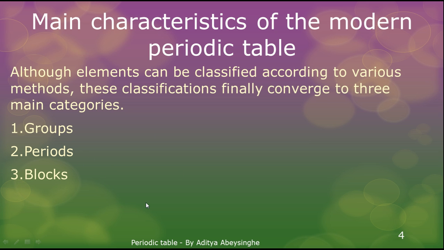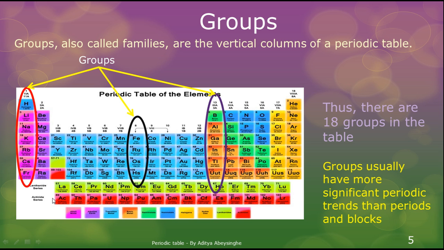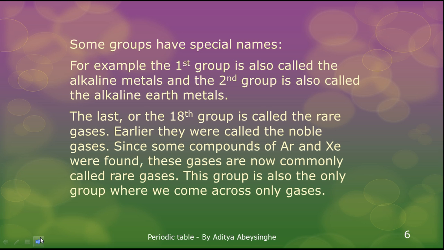Now, having explained the groups, another important point is that there are various types of names when you come to groups. This is actually not very important, just for general understanding I am explaining it. The first group is also called the alkali metals, and the second group is called the alkaline earth metals.